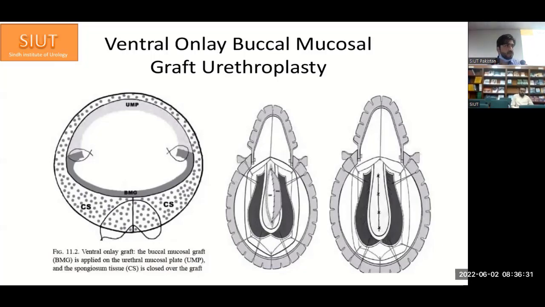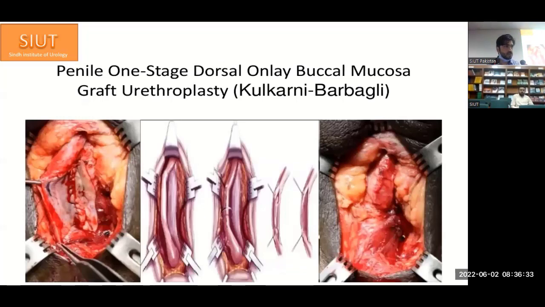Dr. Khalid, can you go back to the previous slide? I want to add a few words regarding the Kulkarni or Barbecue technique. In the true or classic Barbecue technique, there is complete circumferential mobilization of the urethra on both aspects, while in Kulkarni, there is only one-sided mobilization, and one side is preserved so that on that side the neurovascular bundle is intact and there is a good blood supply.